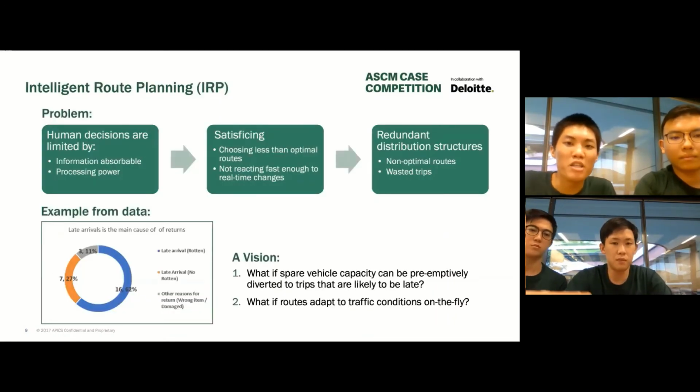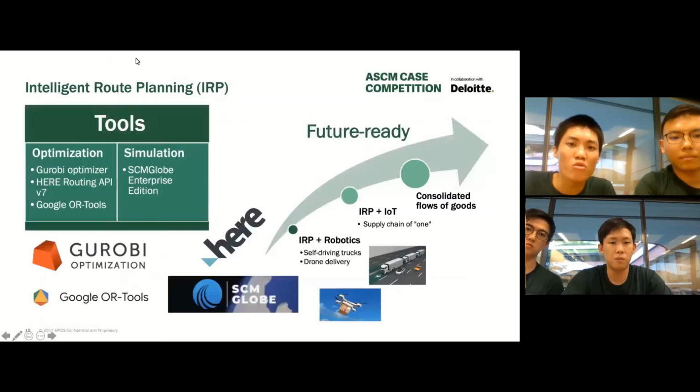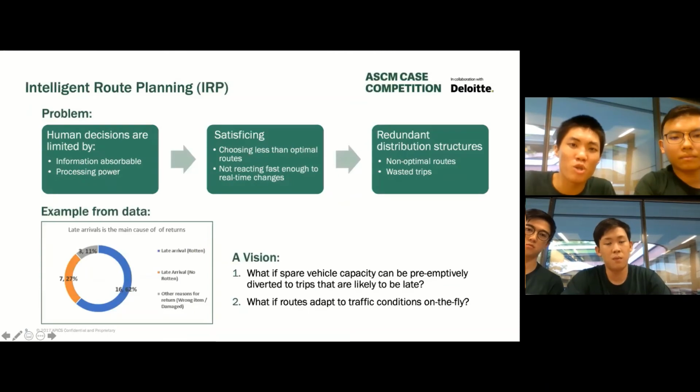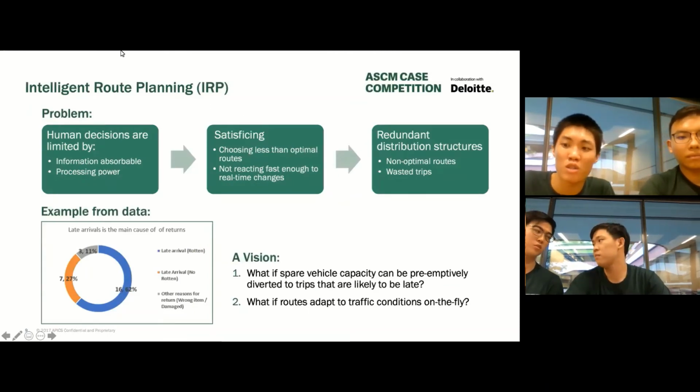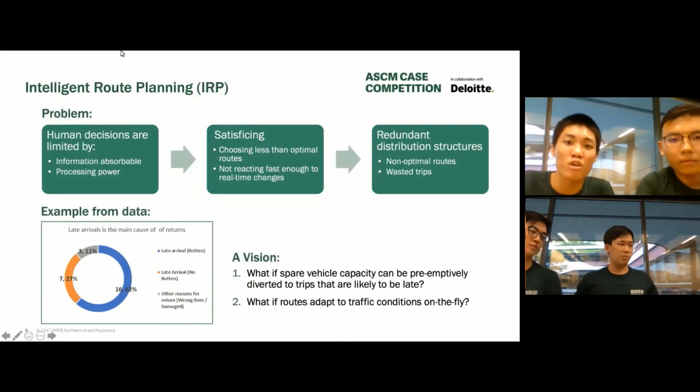Juice Perfect currently has 7 different routes by 16 different shippers. The problem with conventional route planning is that it relies on human decisions, but humans satisfice by choosing less than optimal routes and do not react fast enough to changes, such as sudden traffic congestion.